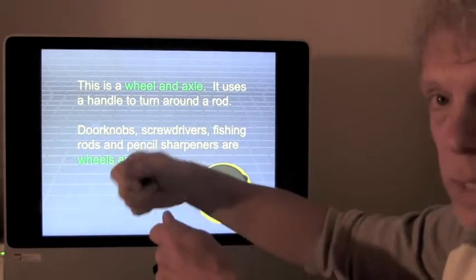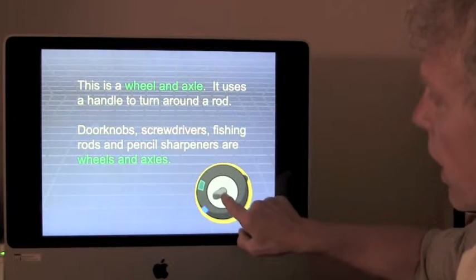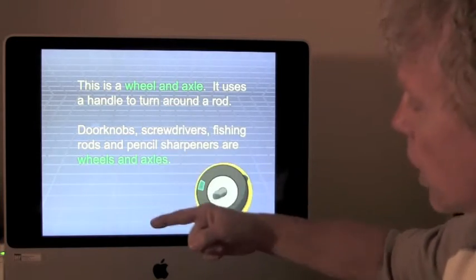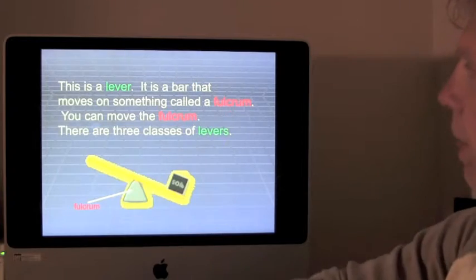Fishing rod, when you reel it in, it is a circle on an axle. A pencil sharpener, if we look inside the pencil sharpener, has the same motion, wheels and axles.